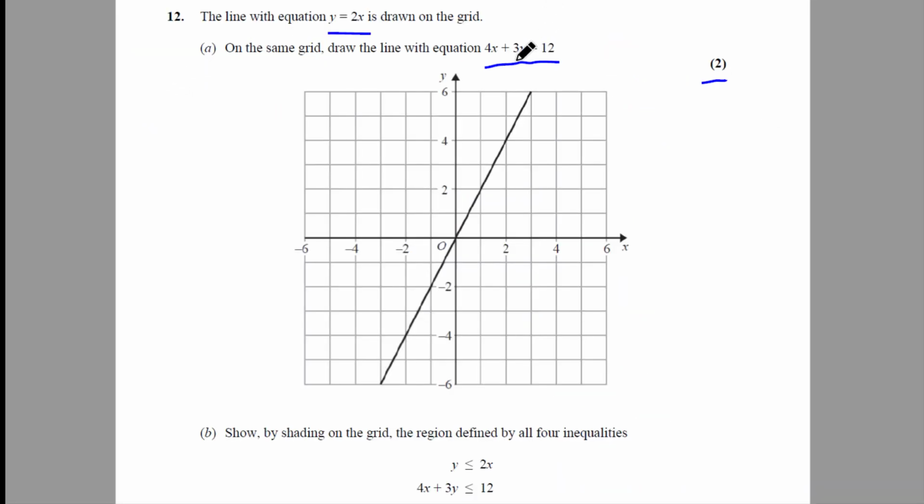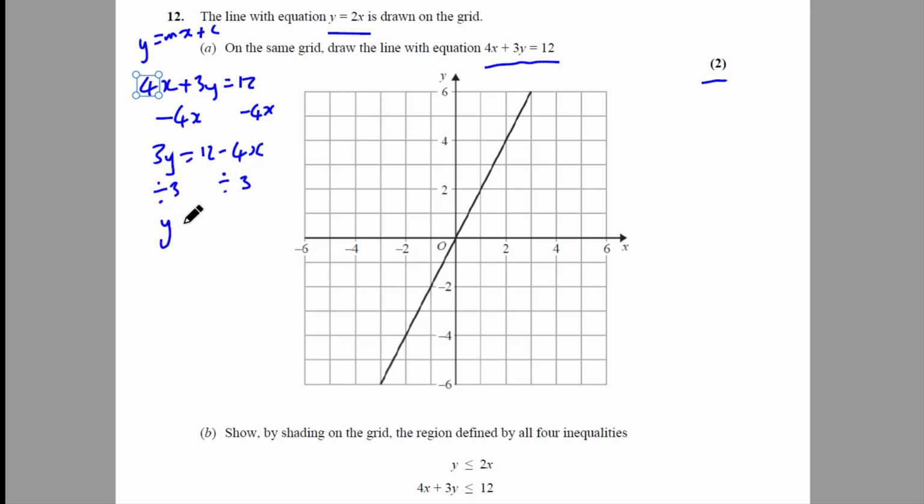So how I would do this question is, because this is not easy to substitute in, I would rearrange that in a way that we all know well, and that's the form y equals mx plus c, which is for linear graphs. So we're going to minus 4x on both sides to get 3y equals 12 minus 4x, divided by 3 and divided by 3, so we get y equals 4, because remember the whole side is divided by 3, minus 4 over 3x.